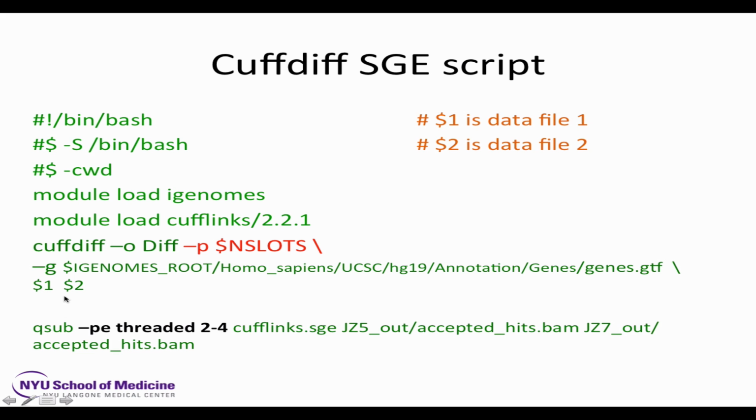You'll notice I put them as $1, $2 here. So in other words, this script can be recycled for different data files. All you have to do is point to them. This script is specific for human, HG19. So you would have to edit the script if you wanted to use it on a different organism or a different build of the human genome.